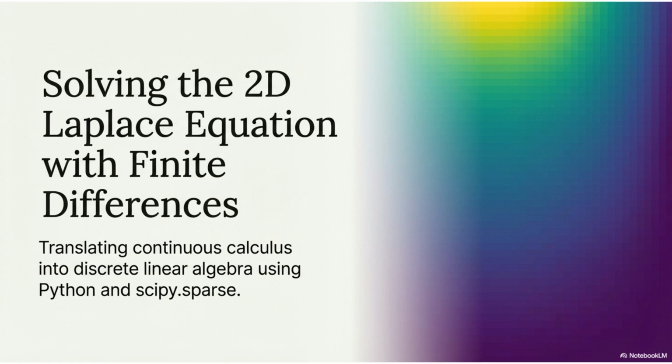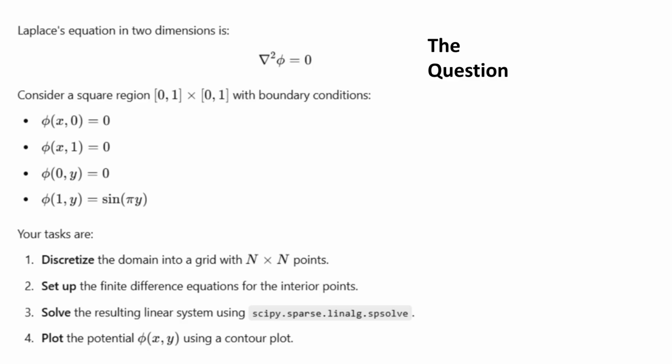This video will focus on solving the 2D Laplace equation using finite differences. We will translate continuous calculus into discrete linear algebra using Python and the scipy.sparse library. The core question is to solve Laplace's equation over a square region with specific boundary conditions. Our tasks include discretizing the domain, setting up the finite difference equations, solving the resulting linear system, and plotting the potential.